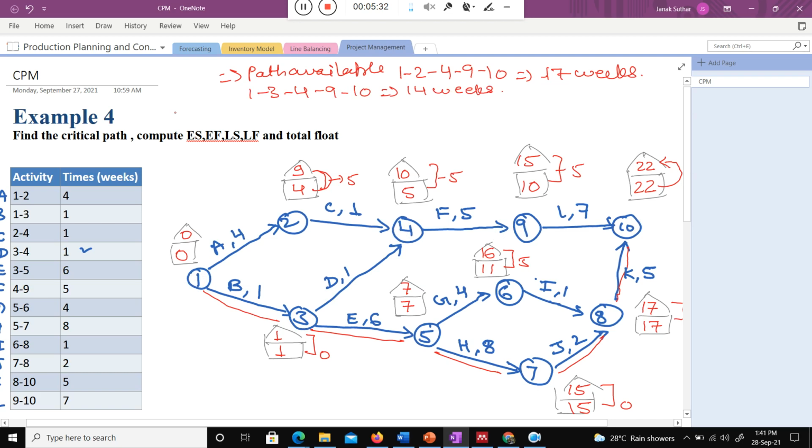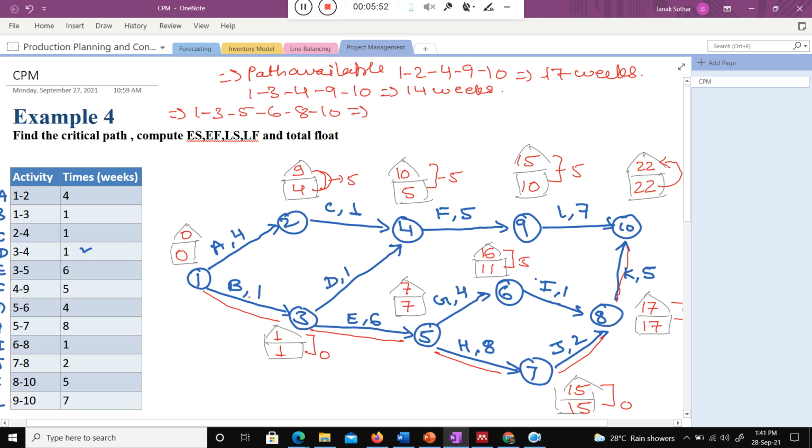Okay, one more path available, that is the 1 to 3, 3 to 5, 5 to 6, 6 to 8, 8 to 10, right? So I just write here 1 to 3, 3 to 5, 5 to 6, 6 to 8, 8 to 10. This is the one path available.